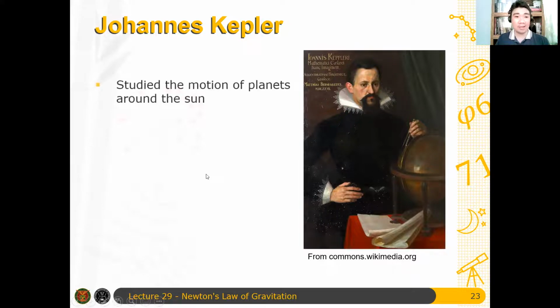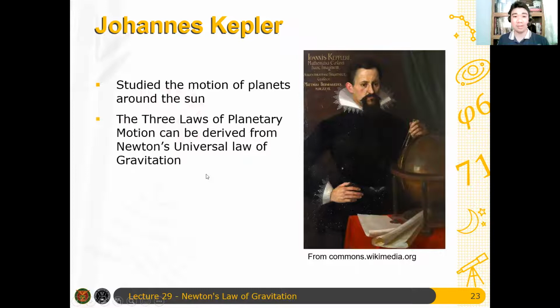So he studied the motion of planets around the sun, and of course, one can show that the three laws of planetary motion can be derived from Newton's universal law of gravitation. In fact, Newton did the reverse. From the three laws of planetary motion, in particular the third law, you will get Newton's universal law of gravitation.